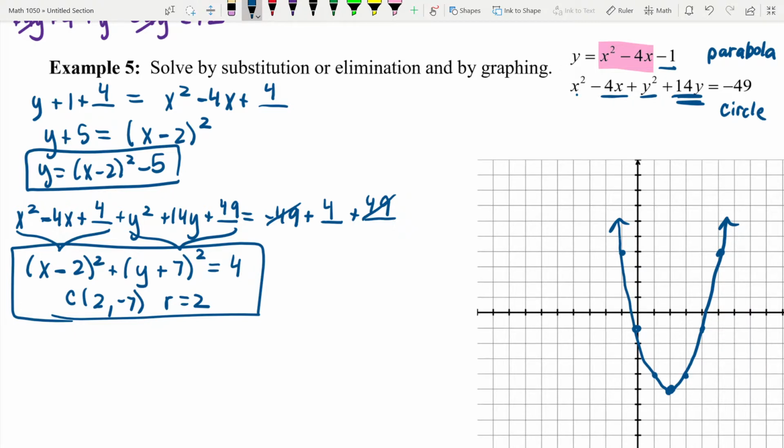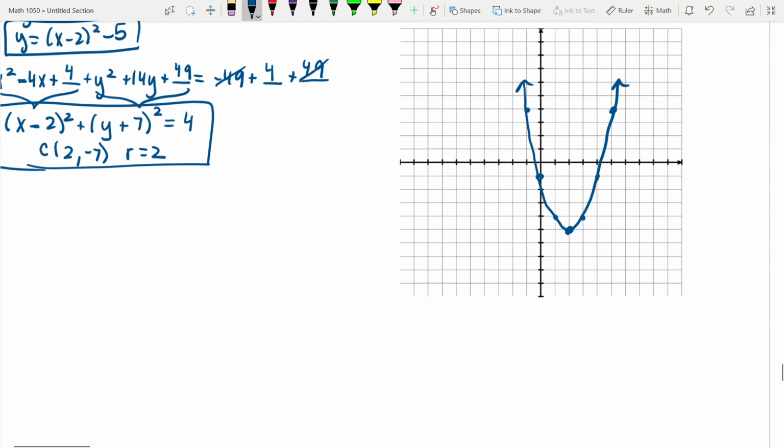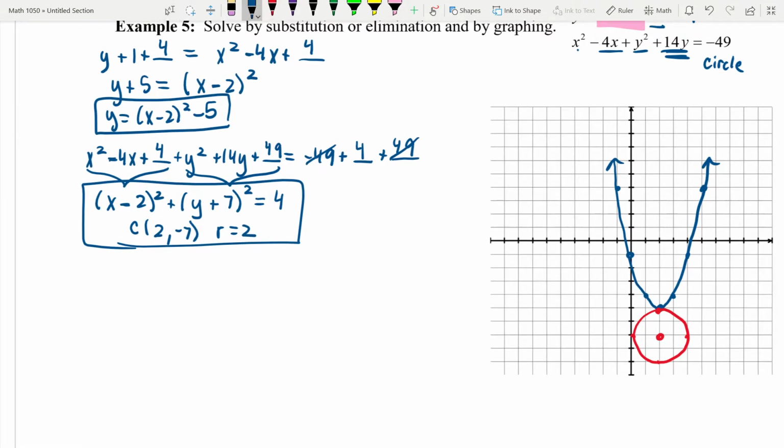Let's see what happens. Okay, the next one is a circle that has a center at positive 2, negative 7. So I'm going to go right 2, down 7. So I'm right there. Then my radius is 2. So I can see where they cross. It's just right on that vertex, which is positive 2, negative 5, and I'm done. Okay, that's the last graphing one we're going to do.